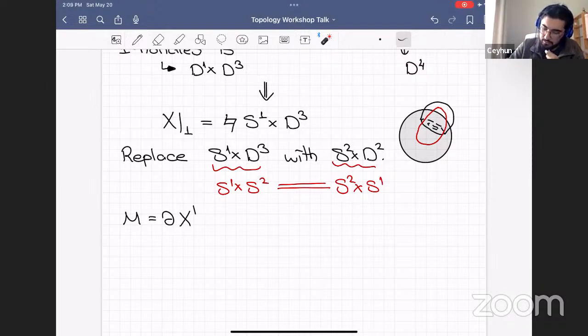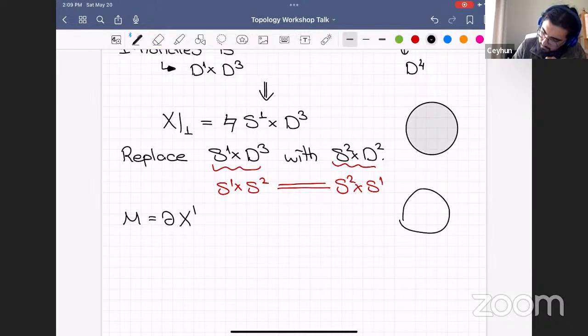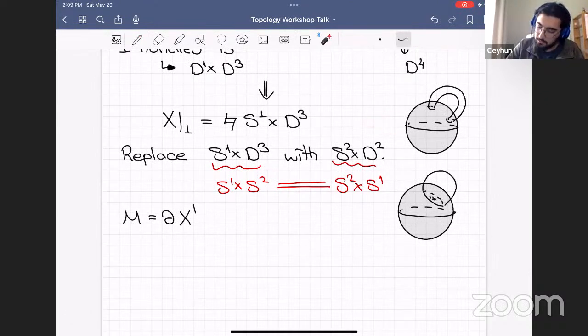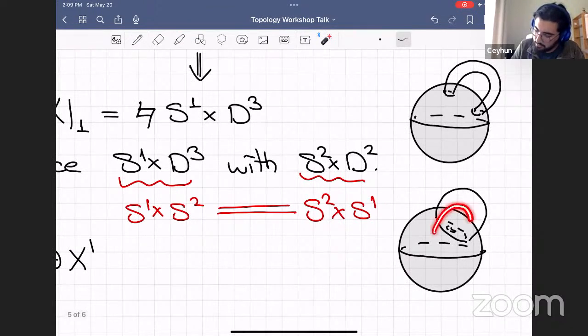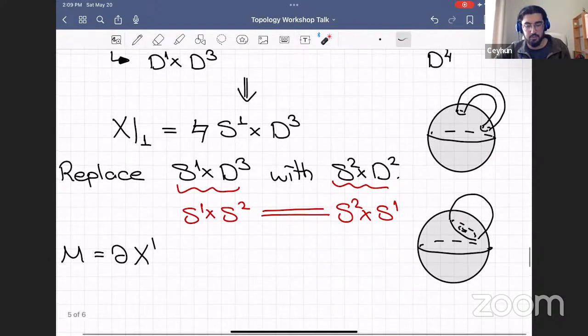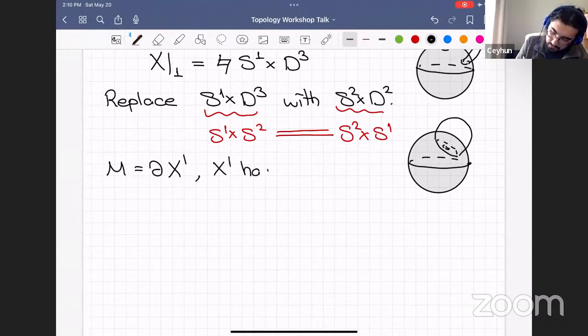Because when you have a two handle, this is not the right image, sorry. Let me put it this way. And one handle is like this. And the two handle is like this. So in the one handle case here, we had an S1 and a D3 around it. In this case, we have an S2, and at every point we have a D2. So we are basically replacing one handles with two handles. So we got rid of all the one handles. And the trick is, so now X prime has no one handles.